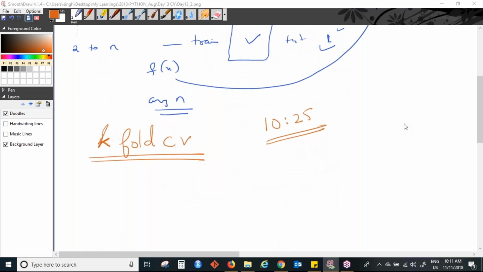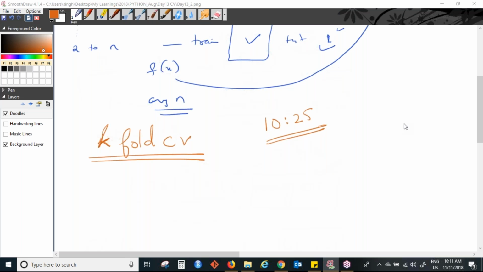And your model is being trained also on all the parts. So all the data is being used to train the model, all the data is being used to test the model also. Okay, and the advantage is that it runs only 5 times, it does not run n times. N is the number of rows. Okay, so this is the advantage of k-fold cross validation.